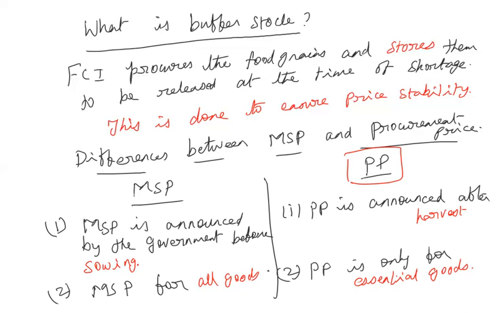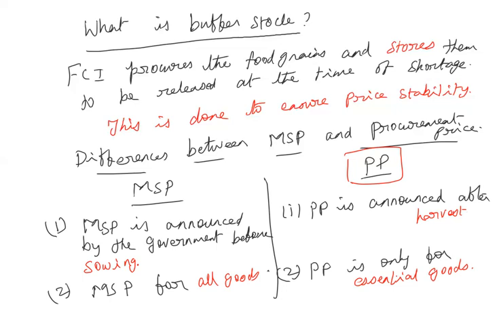If there is a shortage, in order to discourage the farmers from selling to the open market, or in order to encourage the farmers to sell to the Food Corporation of India, the FCI announces the procurement price, which is higher than the minimum support price, but lesser than the open market price, because the FCI aims to benefit even the consumers. So that is the difference between the minimum support price and the procurement price.